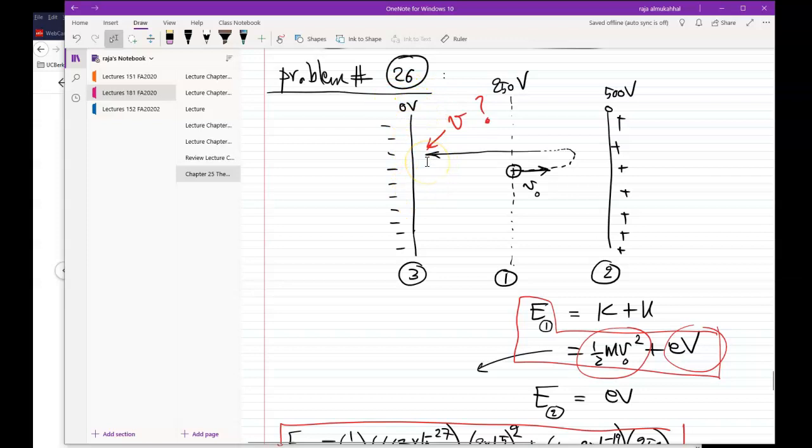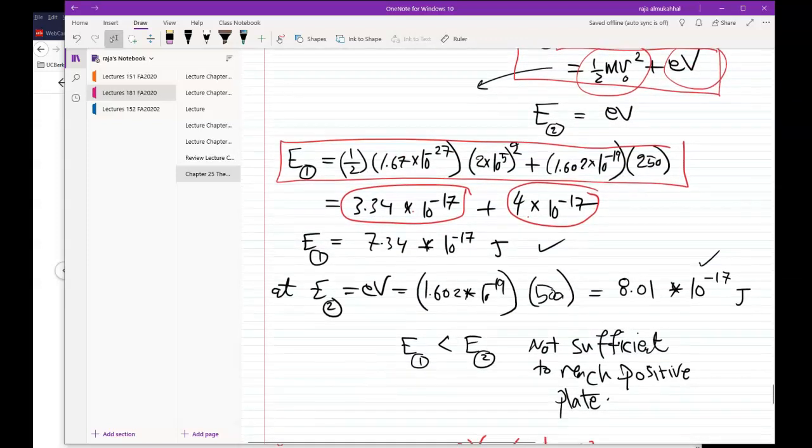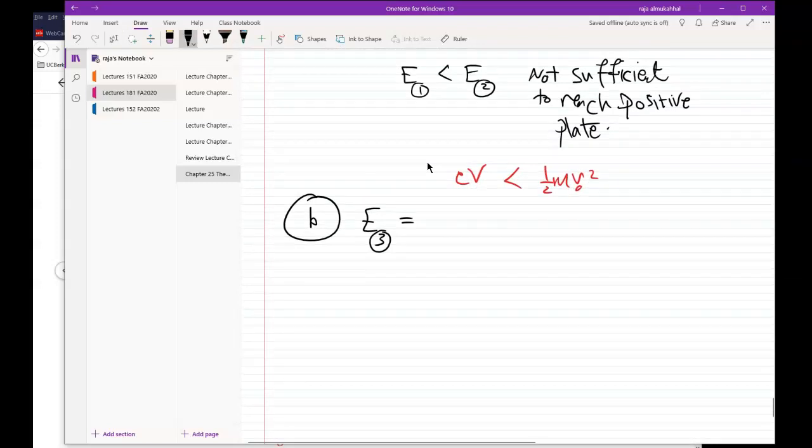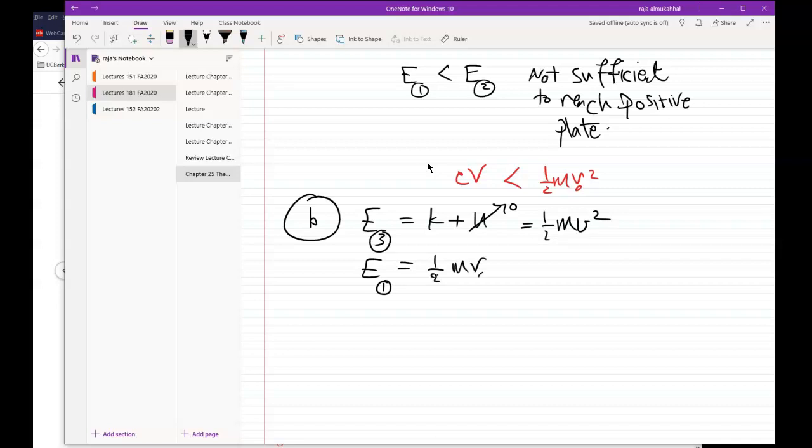But I do have kinetic. So all of E3 is really all kinetic. So here I have E3, it is K plus U, but U is 0. So that's just 1/2 mv squared. And of course, E sub 1 is what we have just written, 1/2 mv0 squared plus EV. We can equate those two together and solve for V.